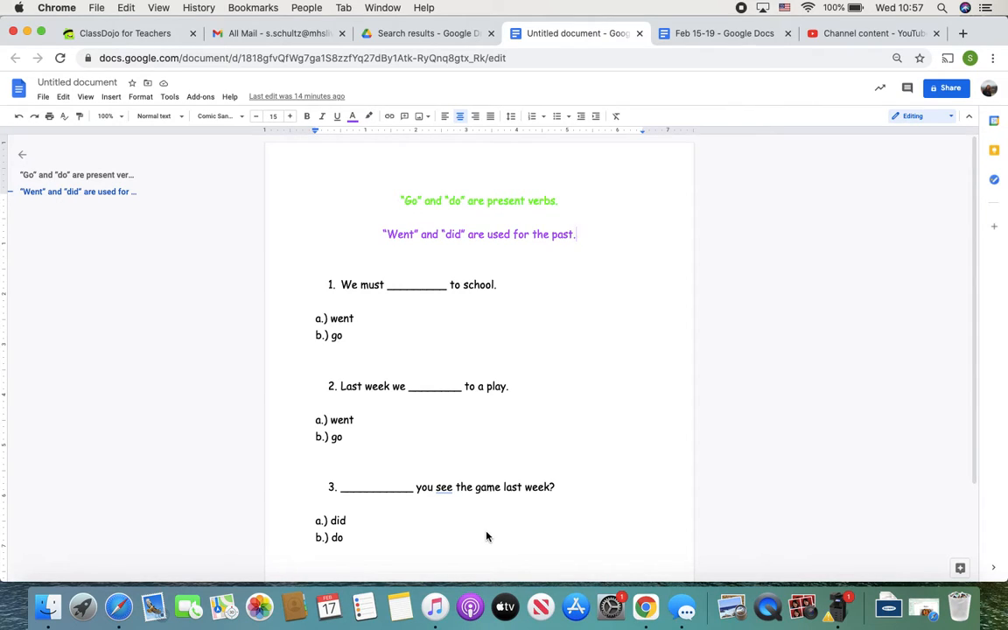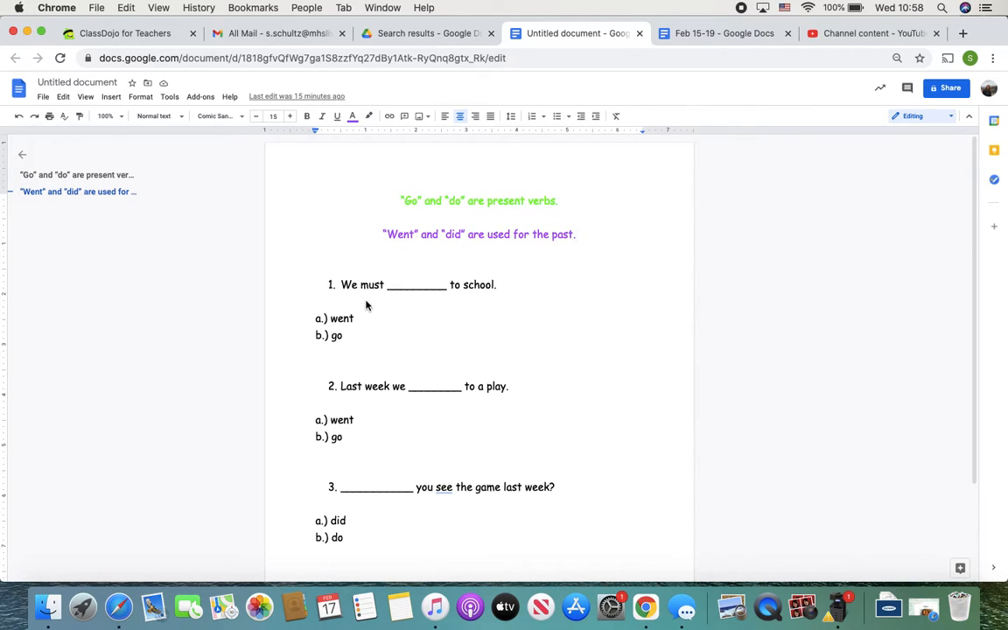For this question, number 1, we must blank to school. So we must do what? Must is used when people need to prepare something. They must do something beforehand. So it has not happened yet. And we know, if we look up here in the green, go and do are described in the present. So words that we use now. And went and did are words that describe the past.